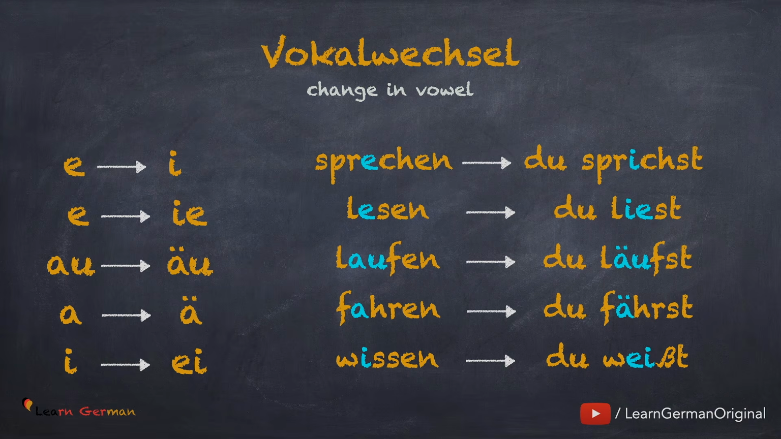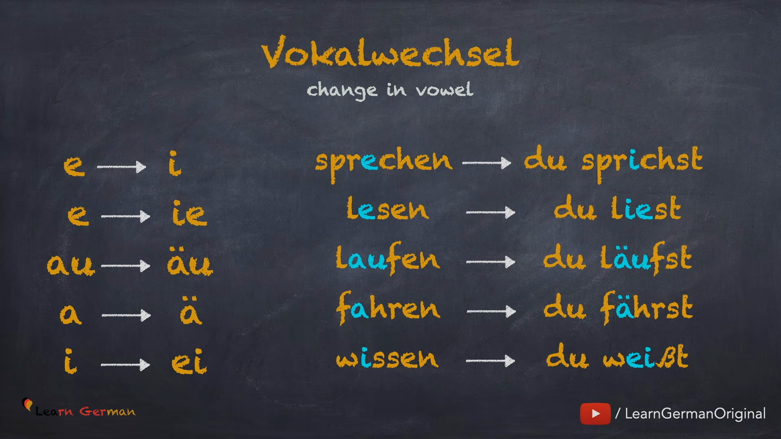In the next two cases, notice the change in the sound. AU changes to Ä with umlaut. Laufen, du läufst. Fahren, du fährst. In the last case, I changes to EI. For example, wissen, du weißt.